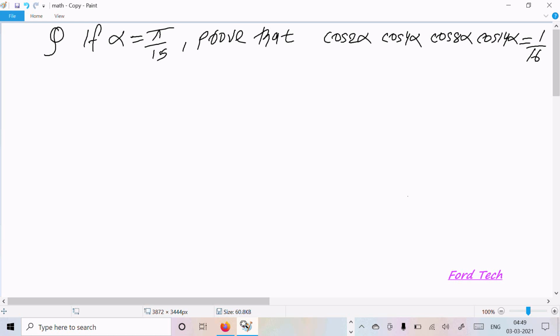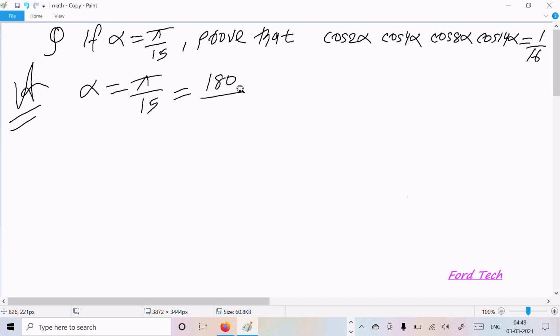Friend, in this video lecture I'm going to prove that cos 2α cos 4α cos 8α cos 14α equals 1/16. Here given is α equals π/15. So let's see the answer. Here α equals π/15, or we can write 180°/15. If I divide, that becomes 12°. So here α equals 12°.